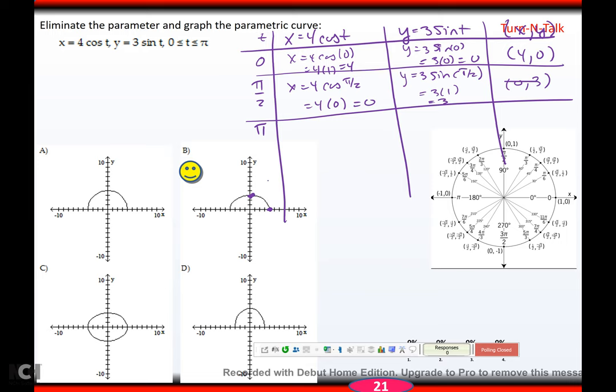And then at pi, we have x equals 4 times cosine pi, which is 4 times negative 1, which is negative 4. And y equals 3 times sine pi, which is 3 times 0, which is 0, so that's negative 4, 0. And there's half my ellipse. It didn't go around.